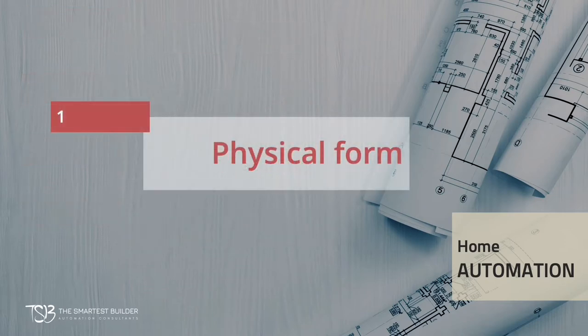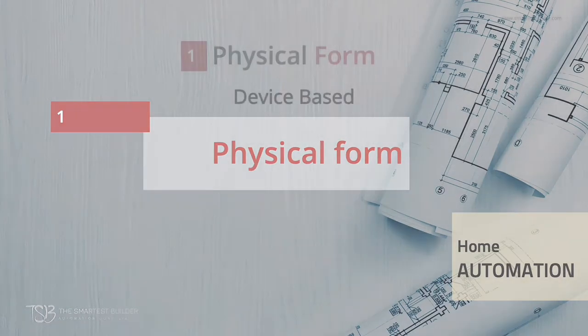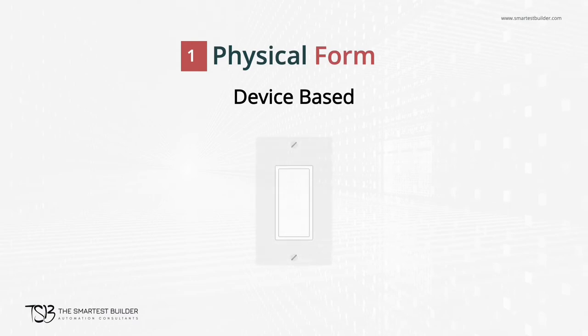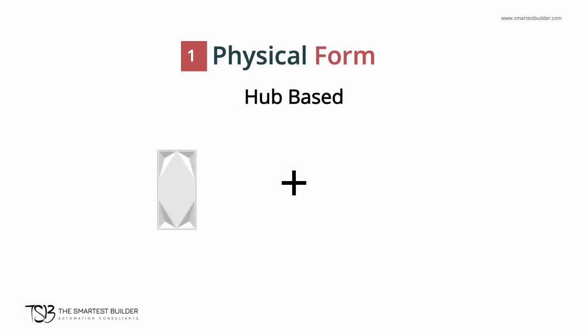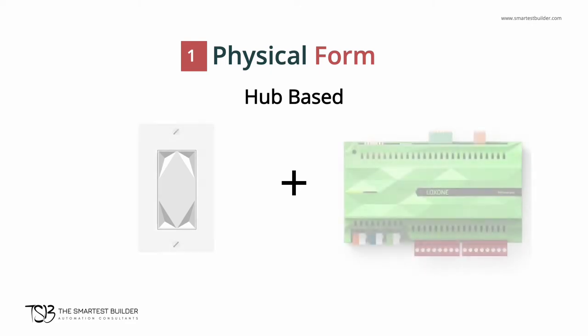Let's first review the two physical form factors of home automation devices. The first form factor is device-based forms. This is where the only thing you need for automating is a singular device. Using the earlier light switch example, to automate the light switch, you would just need a smart light switch. The next form factor is the hub-based form. This is where you will have a hub or gateway device to do your automation. So for the light switch example again, you would need a smart light switch and a hub to process the automation commands.